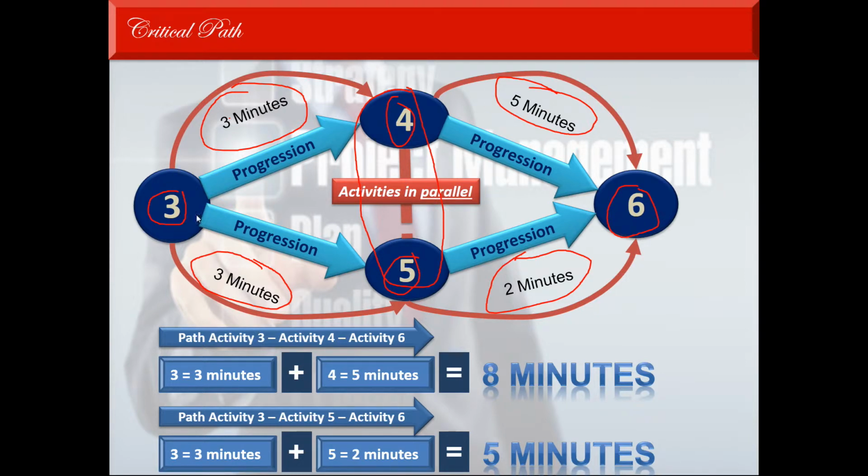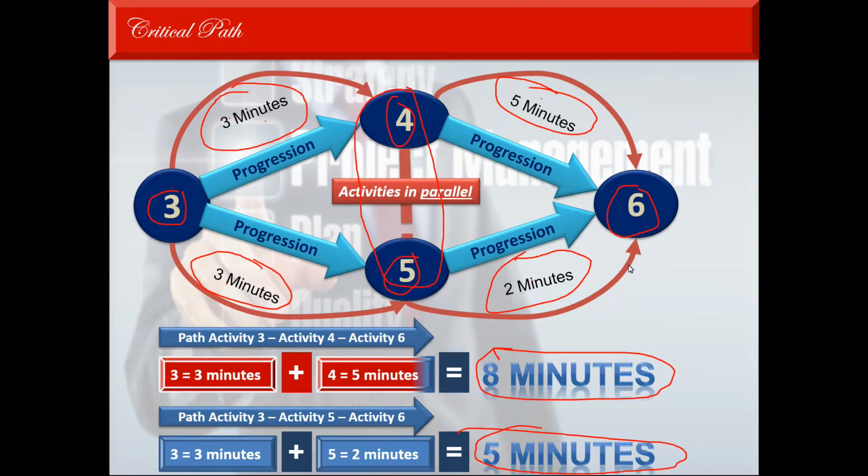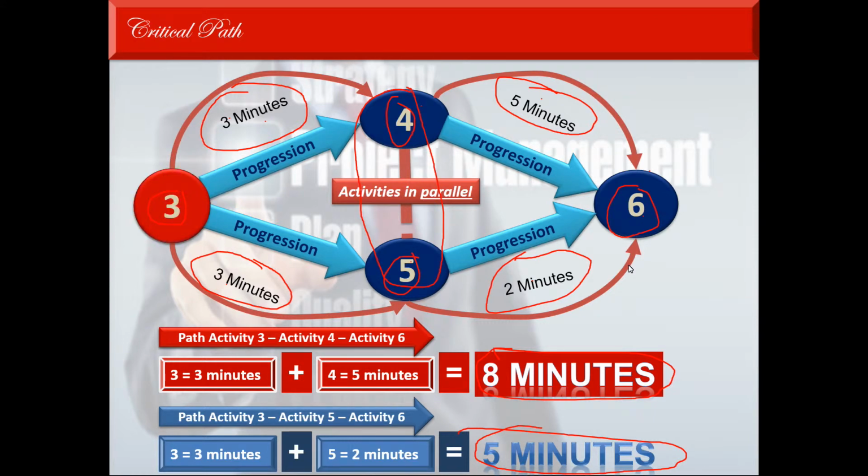So to perform activities 3, 4, and 6 will take you 8 minutes: 3 plus 5. To perform activities 3, 5, and 6 will take you 5 minutes: 3 plus 2 is 5. This one, 3, 4, 6, is the longest path in the project. We call it the critical path, critical because it determines the project duration.